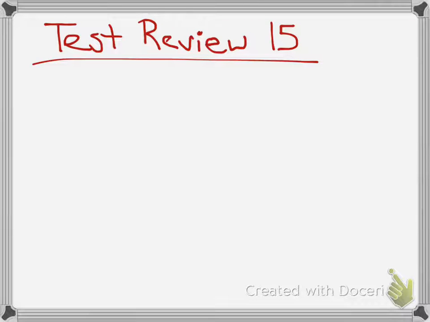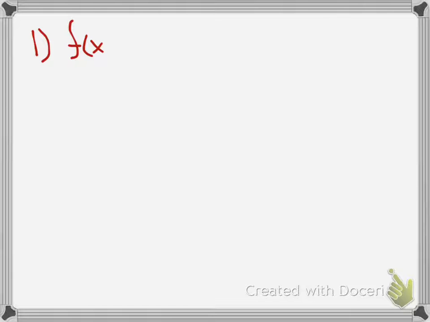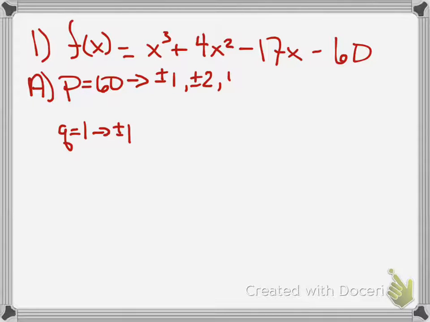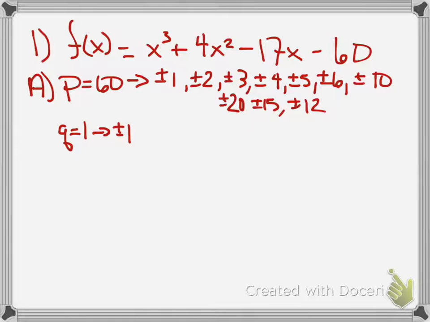Alright, moving on. So let's look at number one, the whole P divided by Q thing. For part A, you got to give me the P's and the Q's, and then do the P's divided by Q's. So you can see here we're looking for the P's, all the factors of 60. You might want to come up with an idea of how to make sure you've covered all the numbers. Well, why not put the pairs together? 1 and 60, 2 and 30, 3 and 20, 4 and 15, 5 and 12, 6 and 10. And then that should hopefully cover them all.